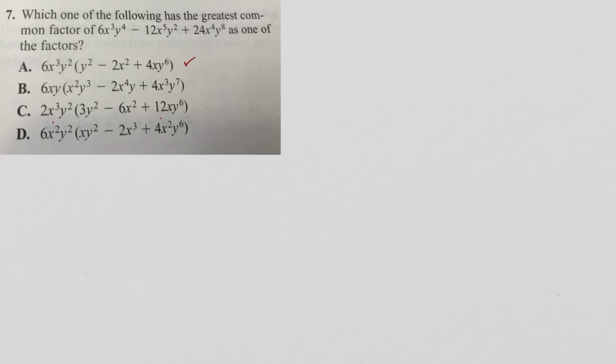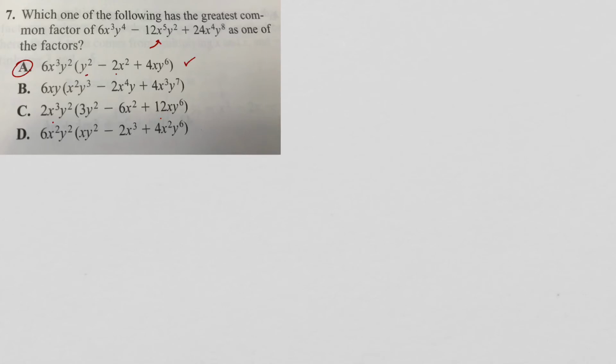This first one works because there's no common factor. We don't have a y in every term, we don't have an x in every term, and there's no number that's common to all three of these. And if we were to distribute this 6, we'd get right back to the original. So A is the answer, but let's look at why B, C, and D aren't going to work.